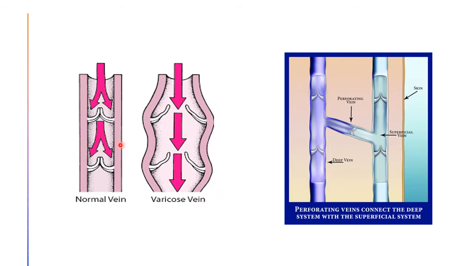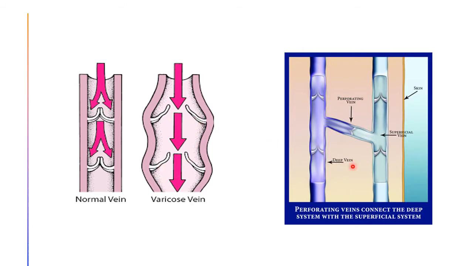What happens in varicose veins? This is a normal vein where the blood flow is in this direction and backflow is prevented by competent valves present throughout the length of the veins. For some reason, which we will discuss later, the veins become dilated and the valves become incompetent. As a result, instead of the blood going forwards, when the muscles relax, the blood tends to flow backwards and cause pooling of the blood in the superficial system.